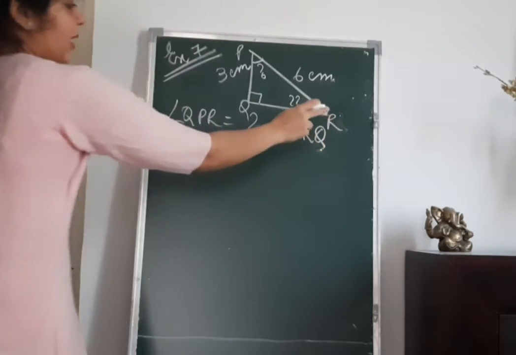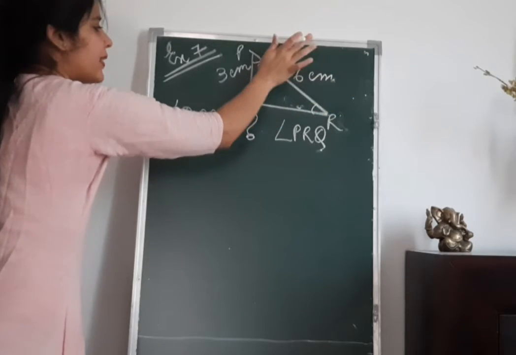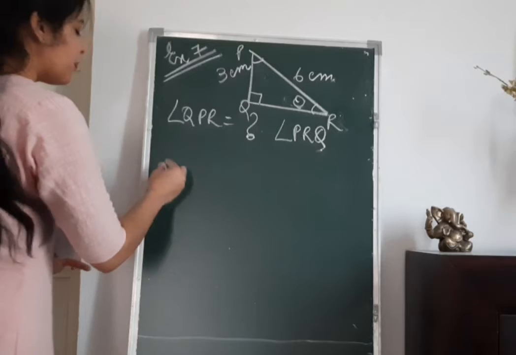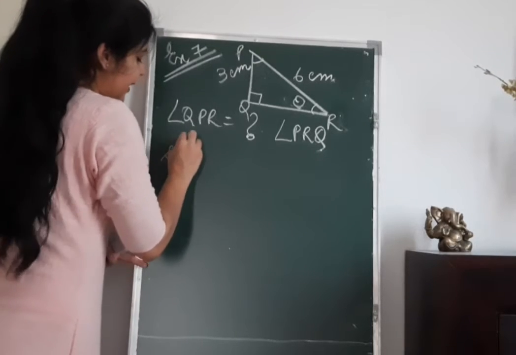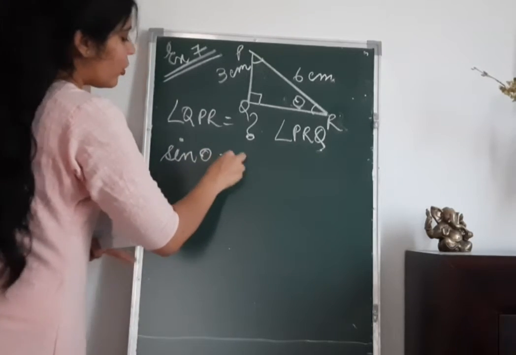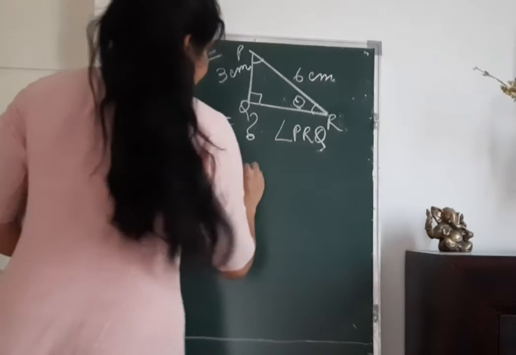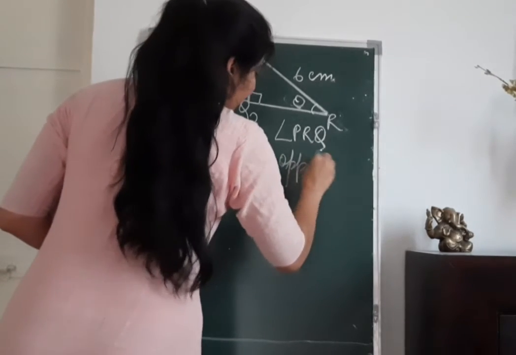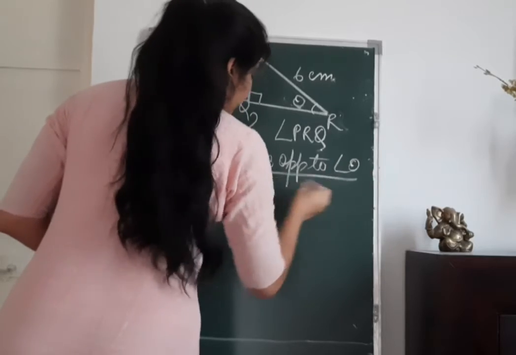See, let this angle be theta. Okay, let this angle be theta. Can I say sine theta is going to be equal to side opposite to angle theta upon hypotenuse?